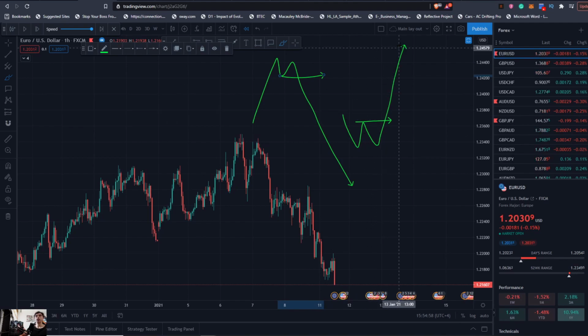And it's the area that's not retested. It's just an explosive move from a certain area. It could be called a banker's candle, whatever. It has a lot of names. And let's delete all of this.